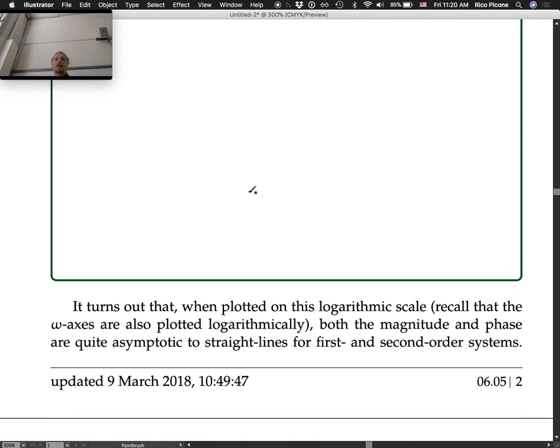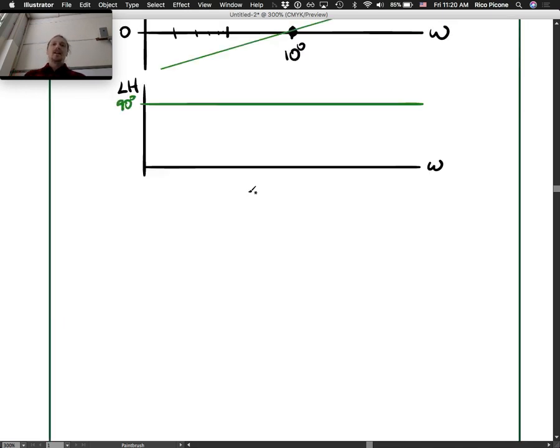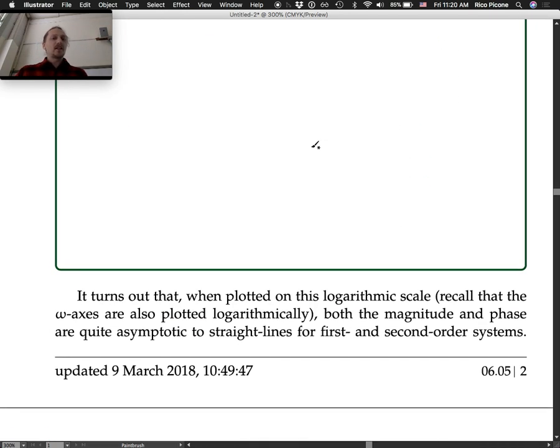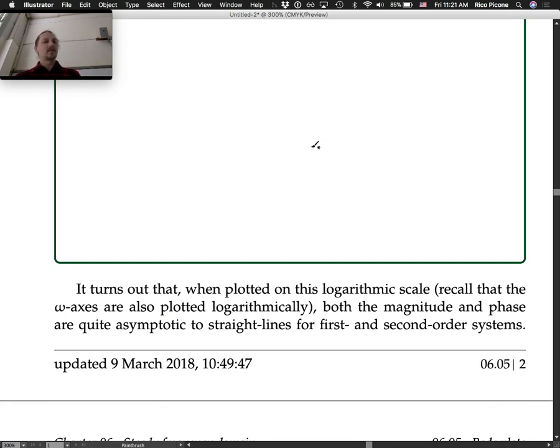It turns out that when plotted on this logarithmic scale, recall the omega axes are always plotted logarithmically, both magnitude and phase are quite asymptotic to straight lines for first and second order systems. Okay? So for first and second order systems, these are pretty close to being straight lines, not the whole time, but they could be like a straight line here and a straight line there and a straight line here. Straight lines in different regions. So that's an interesting fact. So for first and second order systems, that's pretty true.